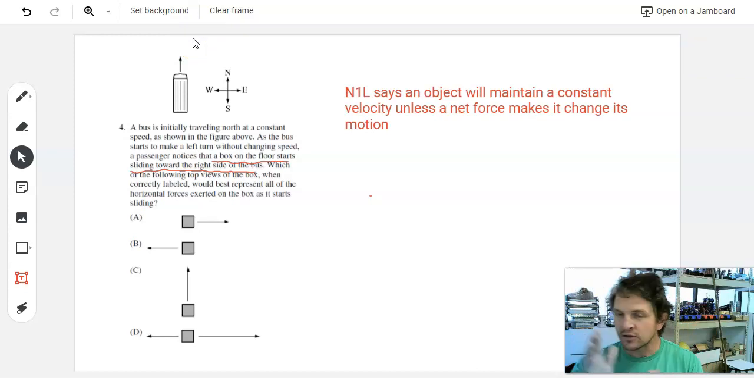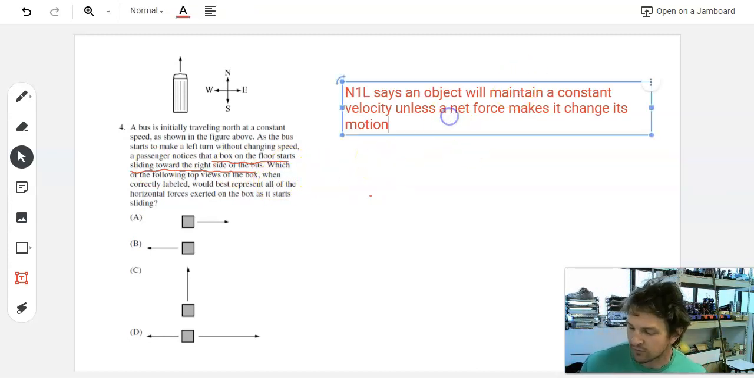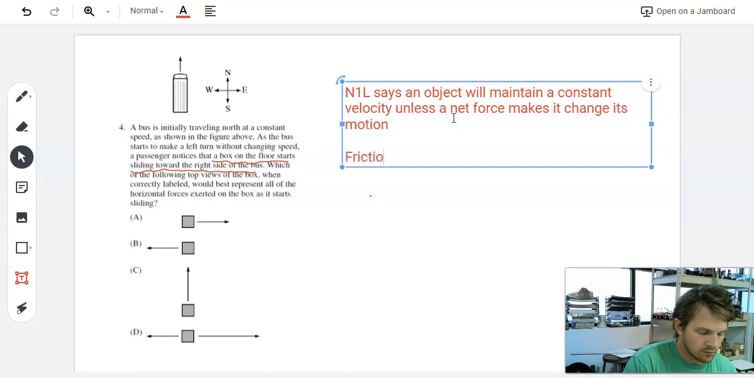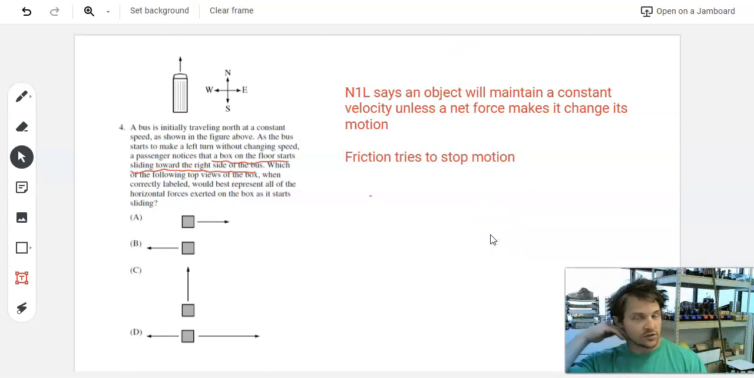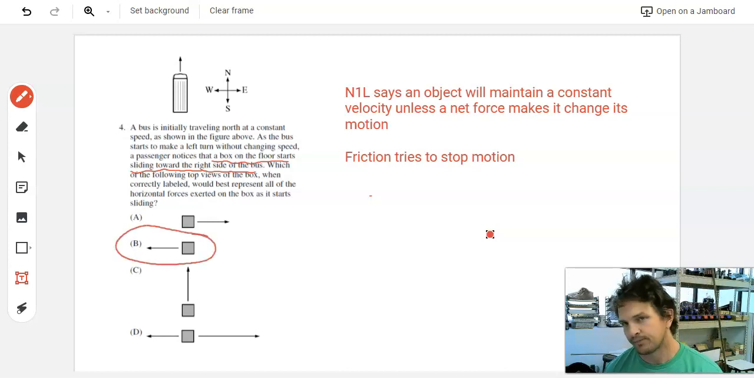The only reason that things move in the car with you is because there's a force somewhere making it turn. So there's no force making the box turn to the right or anything. That's just the van turning and the box still trying to go in the same direction. So there's only one force on this, and that force is from friction. And since friction's job is always to try and stop the motion of an object, if the box is sliding to the right, friction is going to point to the left, which gives us a final answer of B. All right.